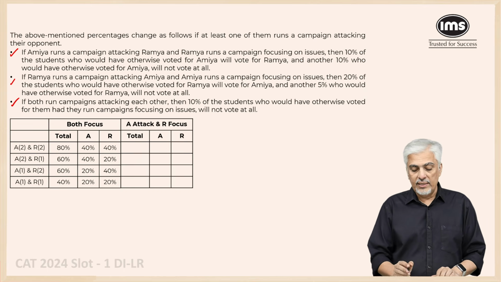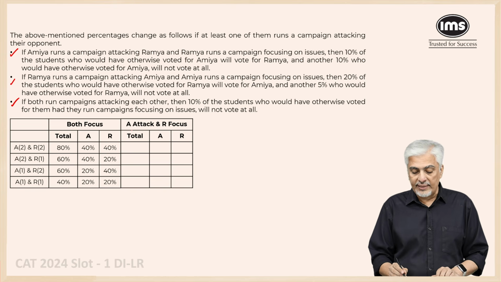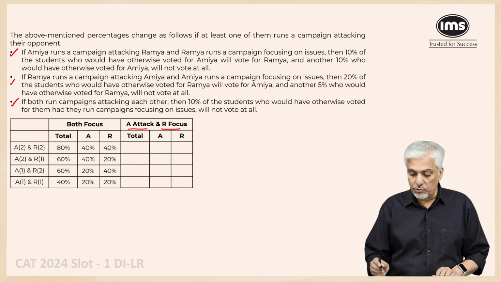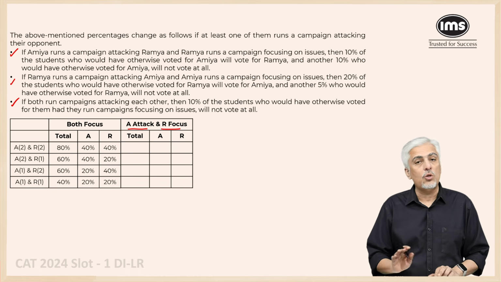Okay, now let's see that. If A runs a campaign attacking Ramya, so A is in the attack mode and R is in the focus mode, what would happen to the total number of votes? Then 10% of the voters would not vote at all.